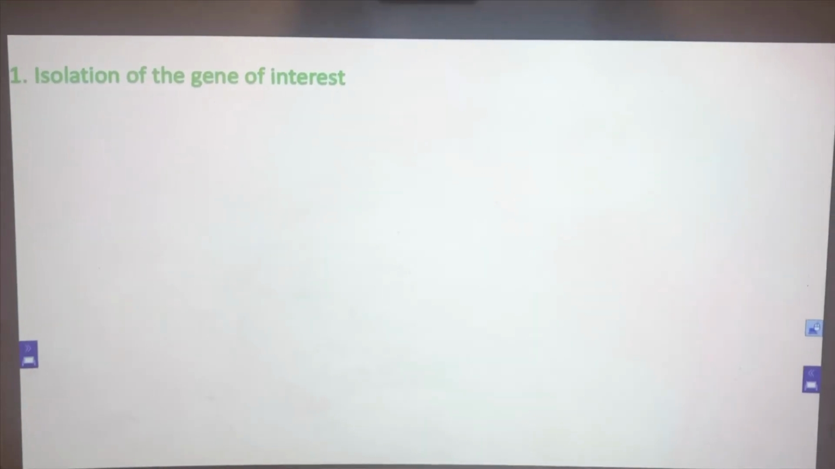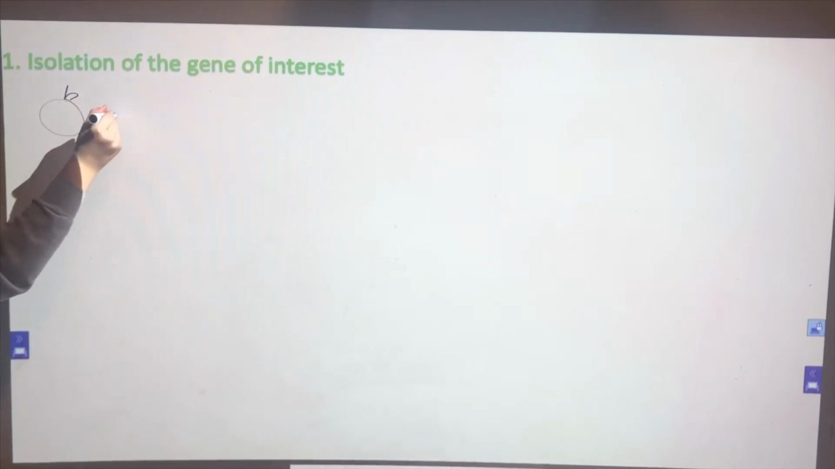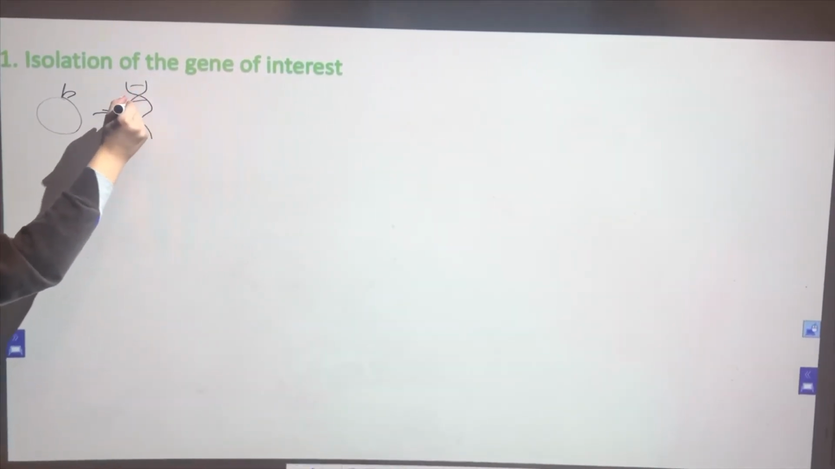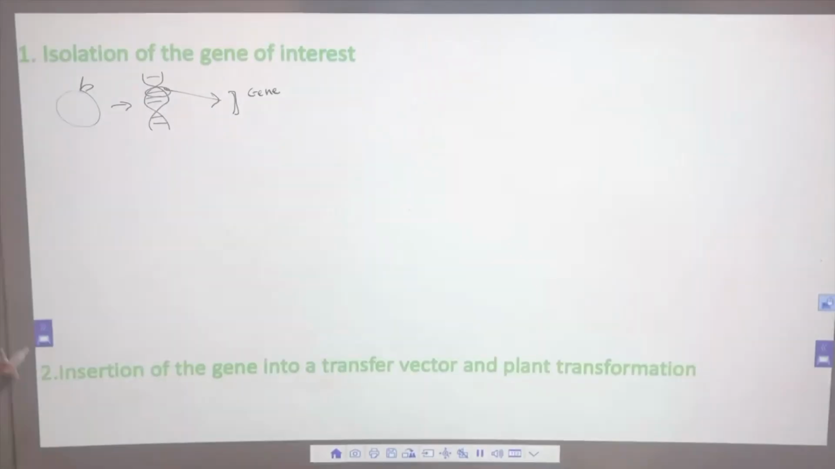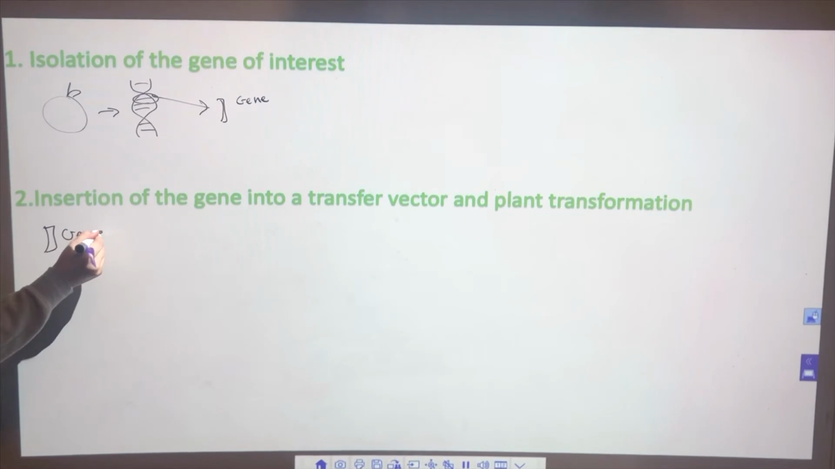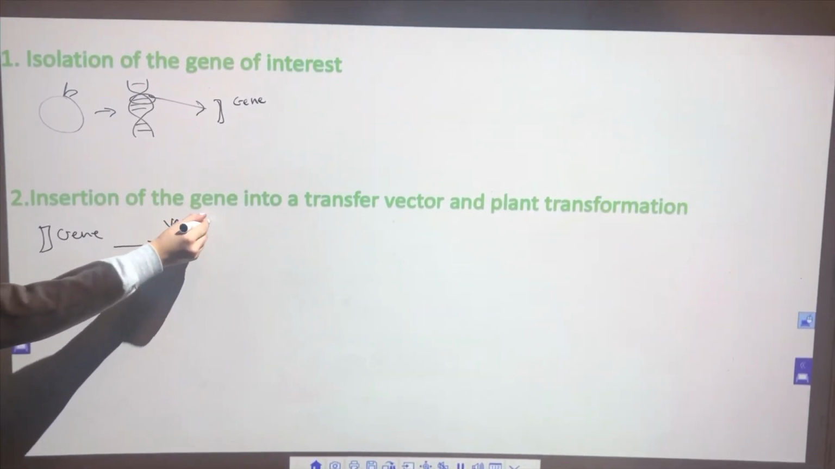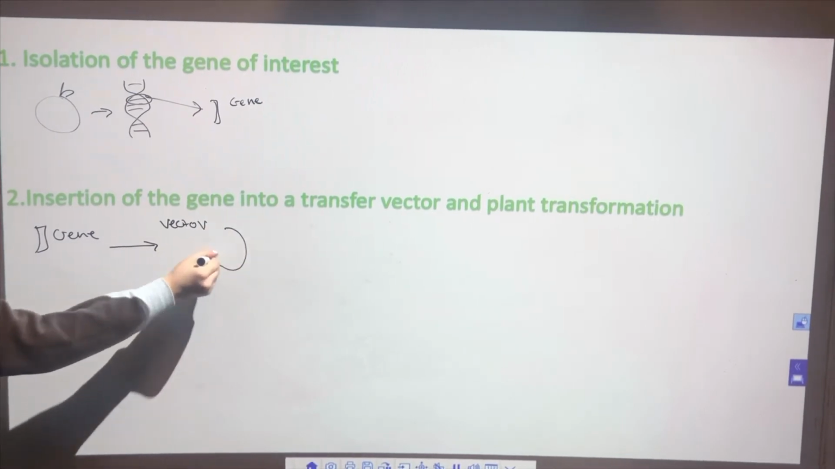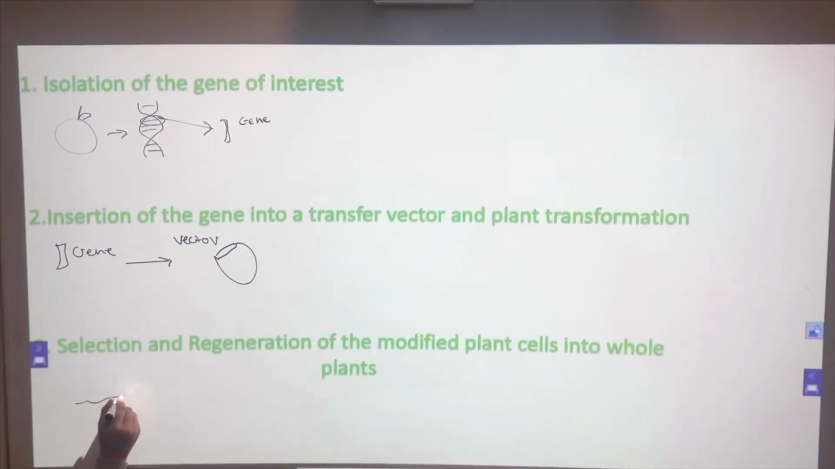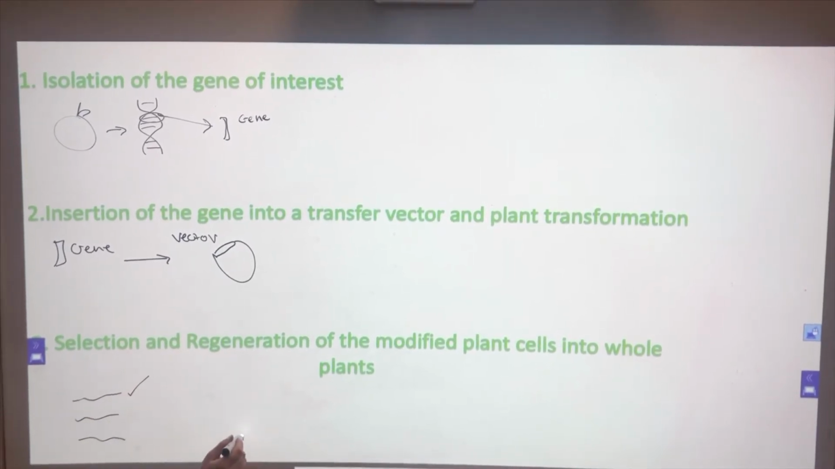When making GM crops, first comes identification of genes, which is needed to understand the structure, function, and location on the chromosome. Then comes insertion of the gene into a transfer vector and plant transformation. Recombinant technology is used to insert the gene into a plasmid. Next is selection and regeneration of modified plant cells into whole plants.